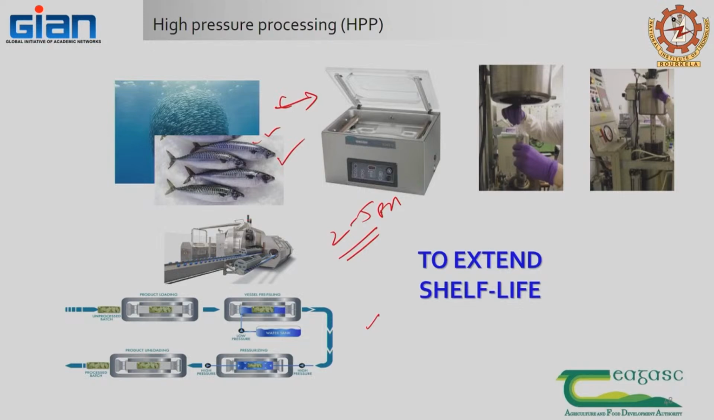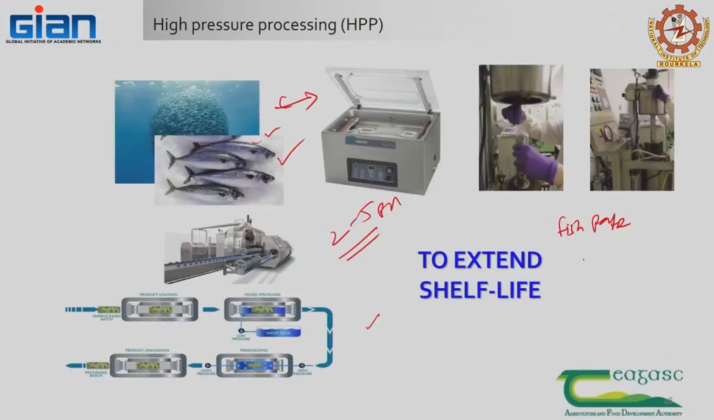This fish example for this processing, sir, common fish. For fish, you have a fish pate, or fish fillet. You know, when you buy fish in a market, you buy either fish fillet like salmon fillet, that is vacuum packed and then pressure treated and sold in a market.